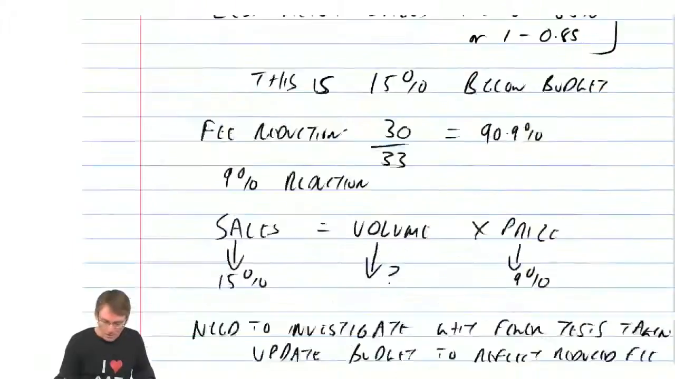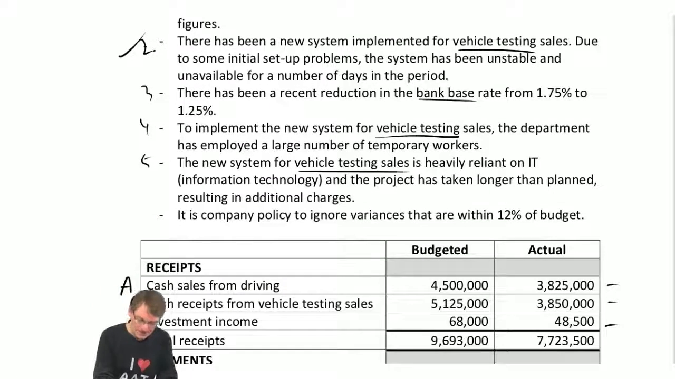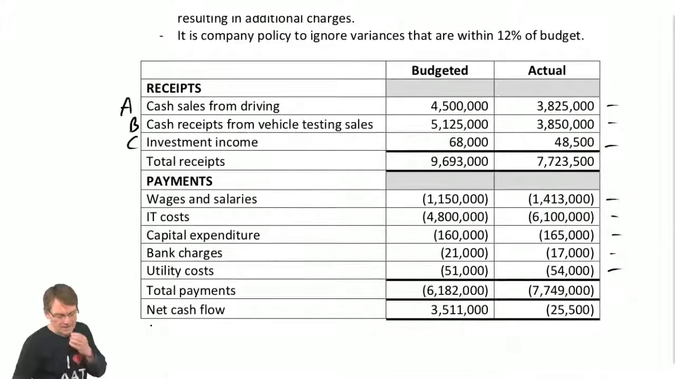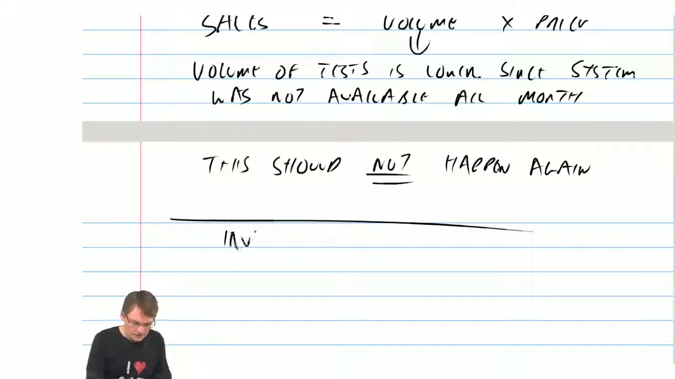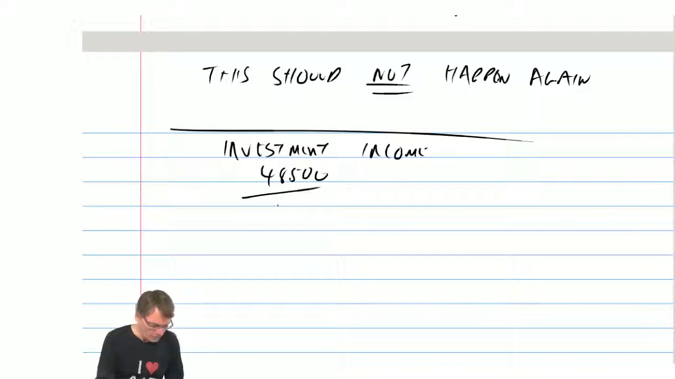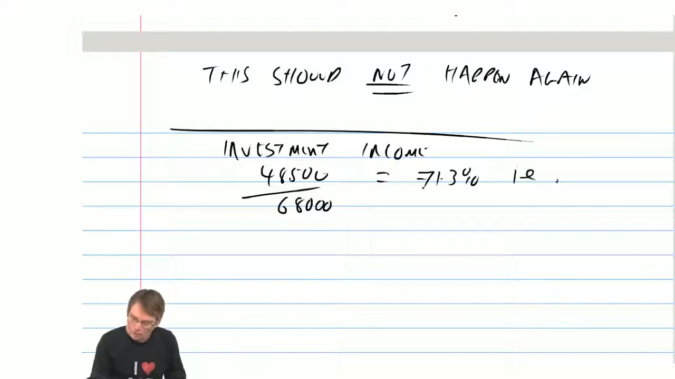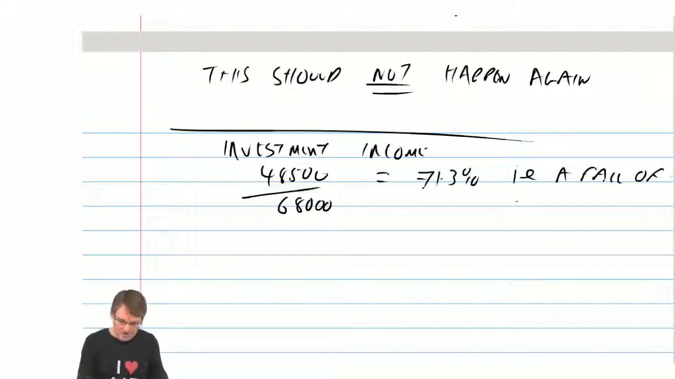We have got what we're down to now. Right, so I've used that one. I've used number two. Oh, sorry, I'm looking at investment income. So investment income instead of 68,000 was 48,500. So we have got 48,500 over 68,000 was the budget. That gives me 71.3%. In other words, a fall of 100% minus 71.3%. So in other words, a fall of 28.7%.